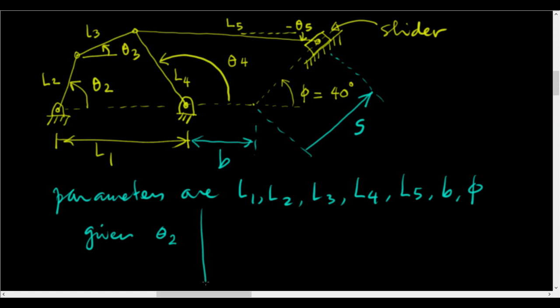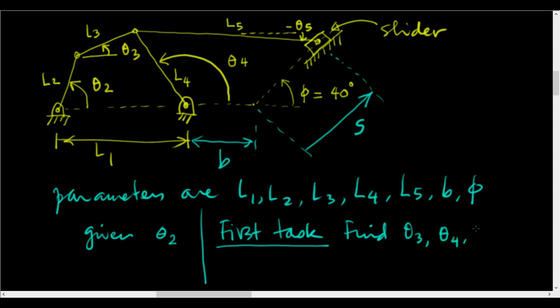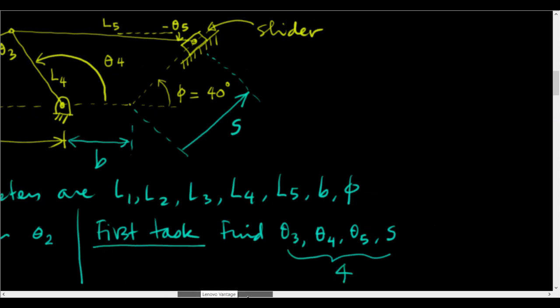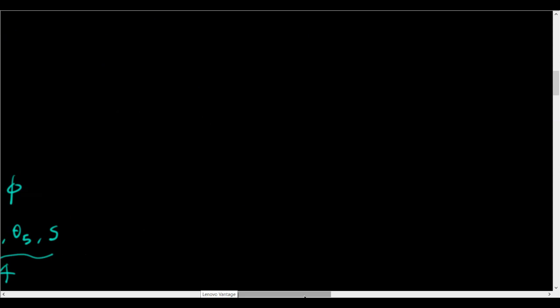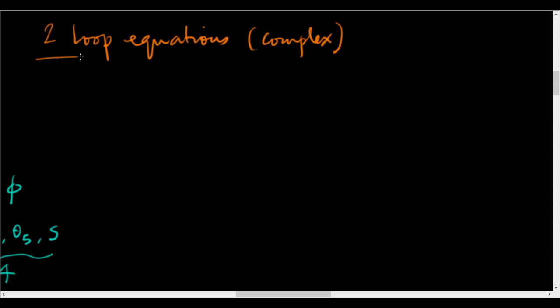First job, find theta 3, theta 4, theta 5, and s. See, there are 4 things we need to get. 2 complex equations will do it. Okay, let us write our loop equations. I'll have to go back to that window, but we will write 2 loop equations. They are complex, and we will be able to find the 4 unknowns.